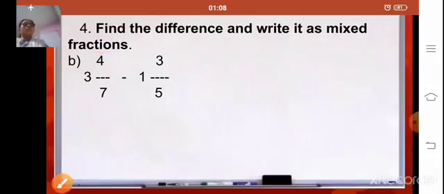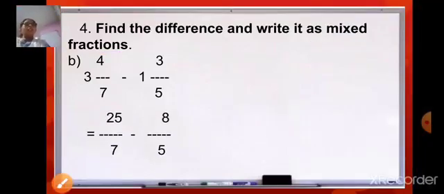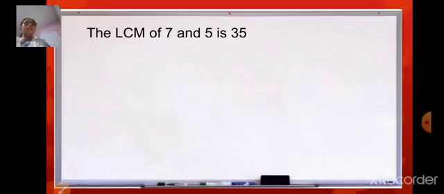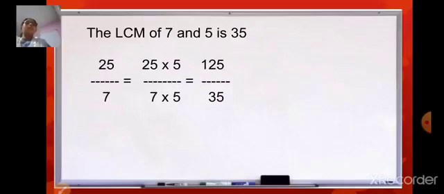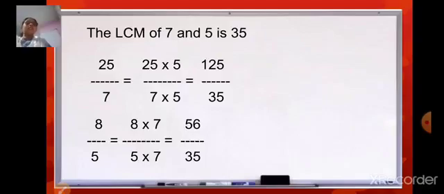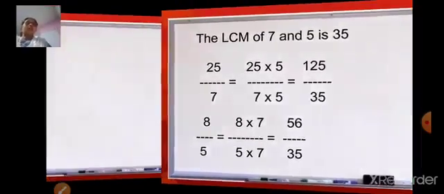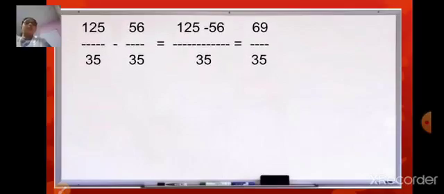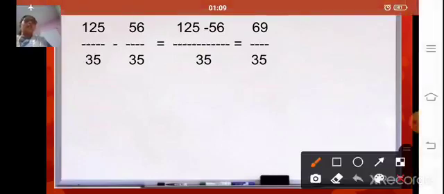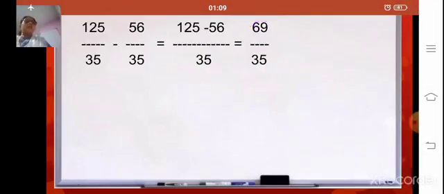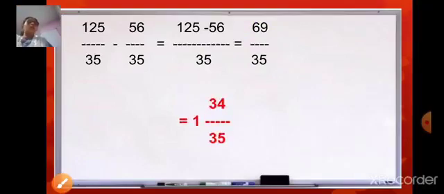Okay, so just check your answer, solve it. 25 upon 7 minus 8 upon 5. So we will convert into LCM, 7 5s is 35, which you already did. Then 25 upon 7 is equal to 125 upon 35. And then 8 upon 5 is equal to 56 upon 35. Then 125 minus 56 upon 35, which will give you 69 upon 35. And when you divide 69 by 35, you will get the answer as 1 whole 34 upon 35.